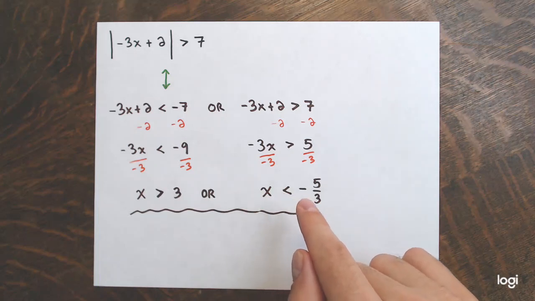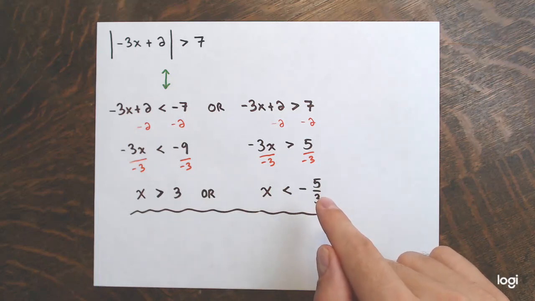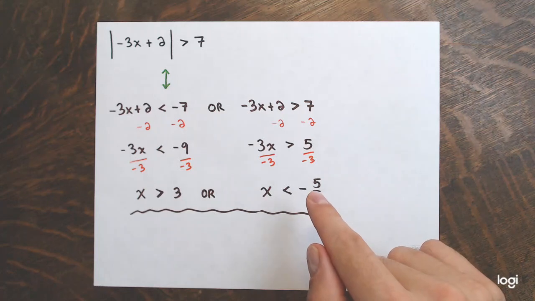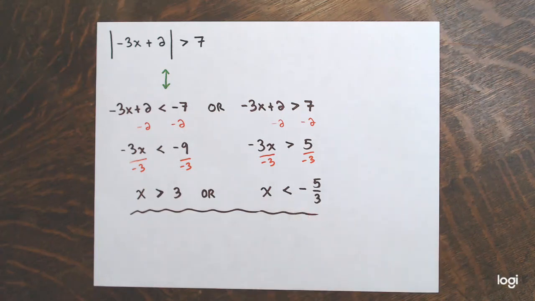Or, again, let's pick some numbers over here. x is less than negative 1 2/3, negative 5/3. So what's a number less than negative 5/3? So negative 2, negative 3, negative 4.